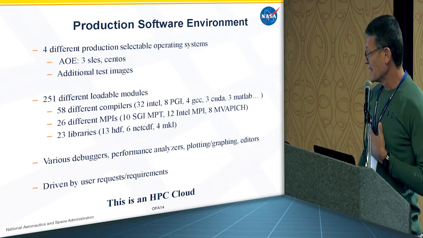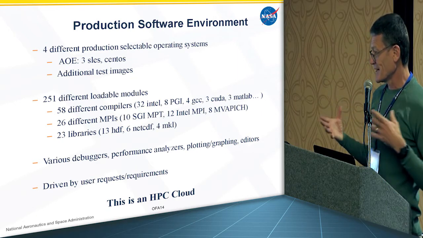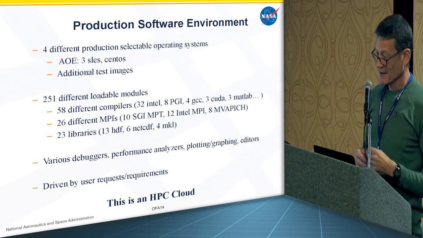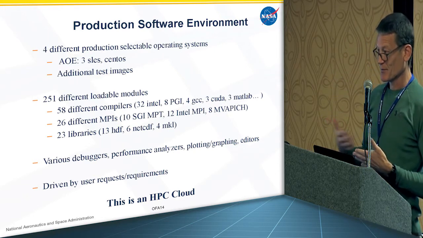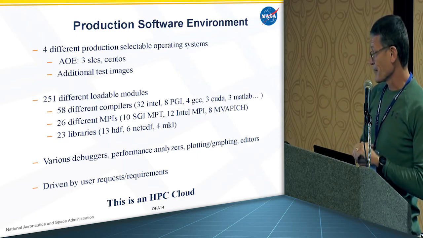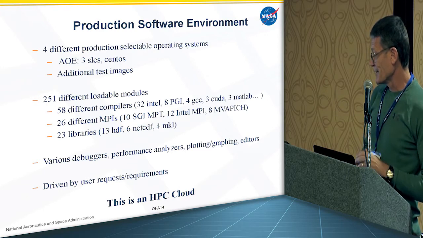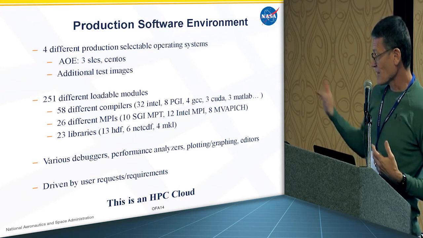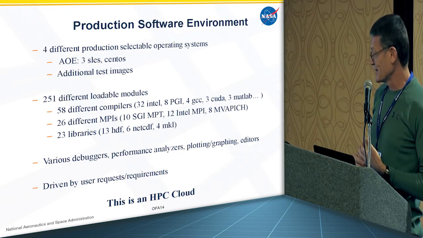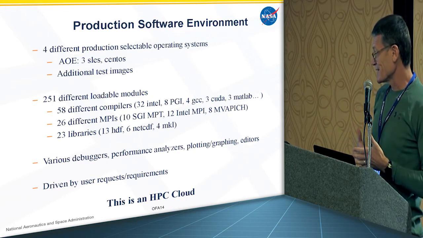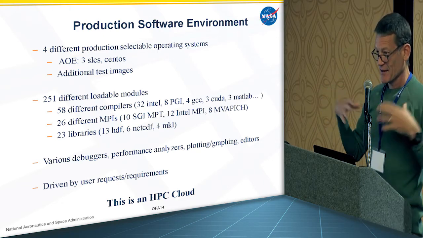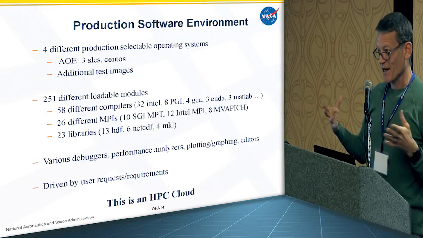Software environment. Users have many different operating systems that they can choose from. We try to maintain 4 of these, which means we have to patch those. We're probably updating OFED within those operating images. As far as the types of modules on the system, we've got 58 different compilers, 26 MPIs, lots of libraries, debuggers, all these different environment elements. And the community on the system is probably about 1,000 users.